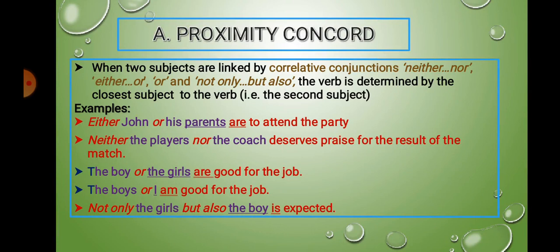Example 2 says, neither the players nor the coach deserves praise for the result of the match. The coach happens to be a singular subject. Then it attracts the singular verb deserves. Example 3 says, the boy or the girls are good for the job. So the girls happens to be the second subject, and because it is plural, it attracts the plural verb are.